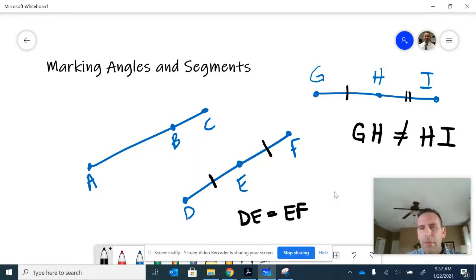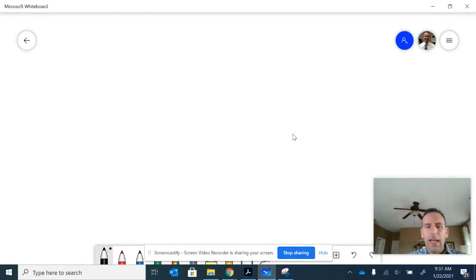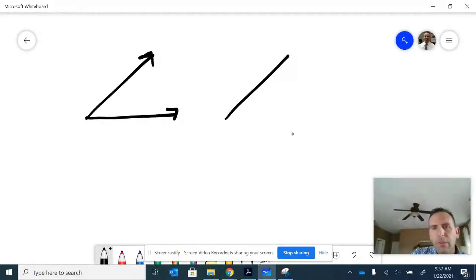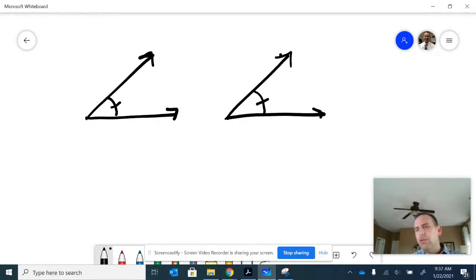We have pretty much the same thing for angles. I'm going to go down just a tad. If we have an angle that is equivalent to the measure of another angle, then I would put one mark on this angle and another mark on that angle to determine that they're equivalent in size.